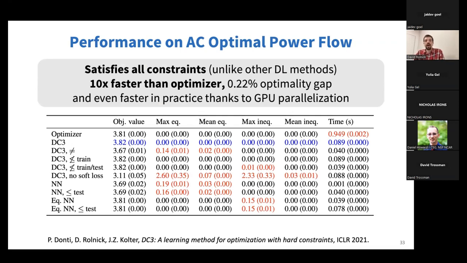And we are almost as good in terms of objective value, no constraint violation, and significantly faster. 10 times faster naively, probably more like 100 times faster if you account for GPU parallelization, which we didn't do, because we're just trying to make it as sort of underselling it as possible. All of these other baseline approaches don't work nearly as well. They generally are very infeasible. They don't satisfy all the constraints.